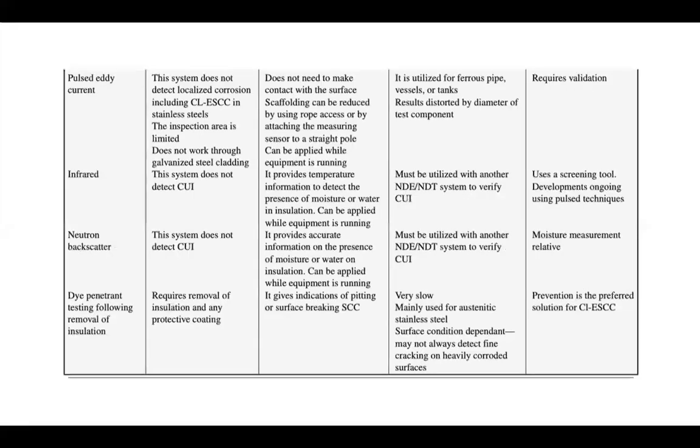Okay. Next, pulsed eddy current. The system does not detect localized corrosion under insulation. Advantages: does not need to make contact with the surface. Scaffolding can be reduced by using roof access or by attaching the measuring sensor to a strike pole. Can be applied while equipment is running. And disadvantages: it is utilized for pipe, vessel, or tanks; results are distorted by diameter of the test component.